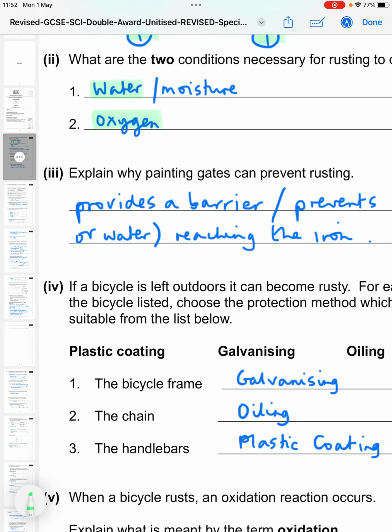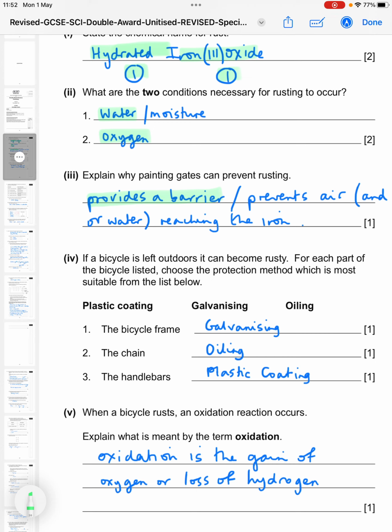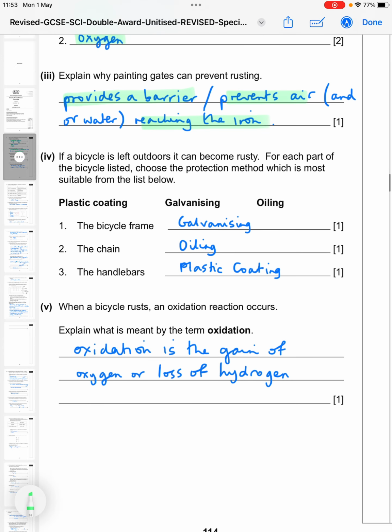Explain why painting gates can prevent rusting. You need to be talking about some way of explaining that the paint provides a barrier which prevents the air and or the water reaching the iron.